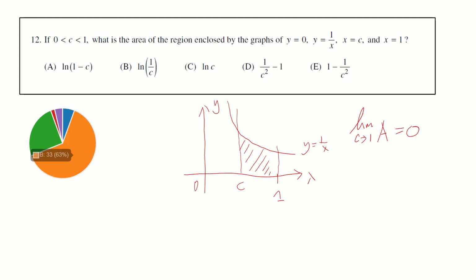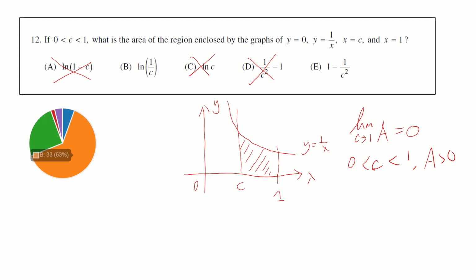With this, we can cancel the option A, because when c is very close to 1, option A will give you log of 1 minus c, that is very negative. The other thing is that c is in between 0 and 1, and the area is always positive. So we can ignore the option C and option D. Without doing much work, we already know the answer is either B or E.